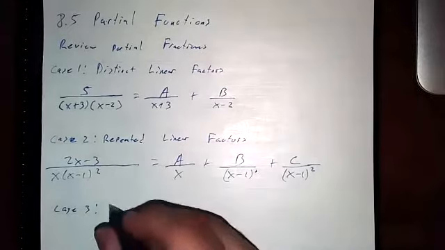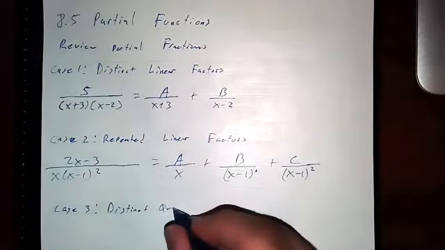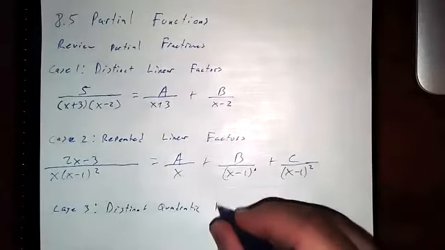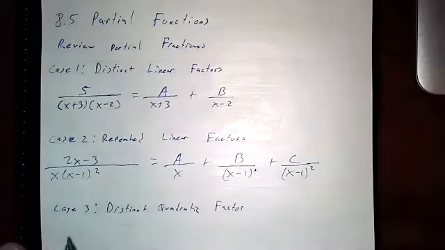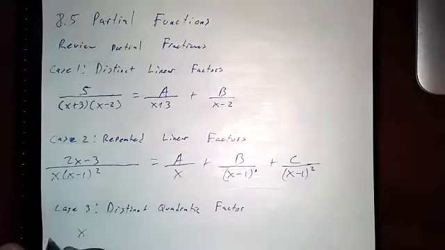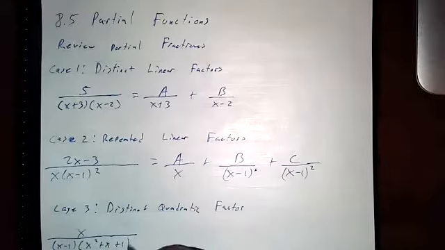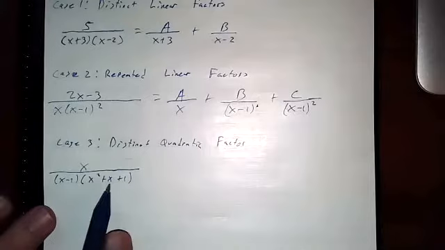Case 3, distinct quadratic factor. So if you can't factor it, and you have to just go ahead and use it as a quadratic factor, such as this example 3, case 3. Let's say you have x over (x minus 1) times (x squared plus x plus 1). So this cannot be factored. They're both distinct, but this one cannot be factored.